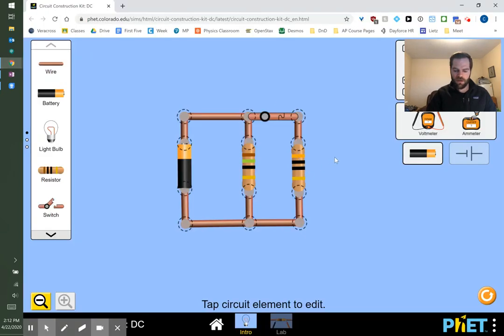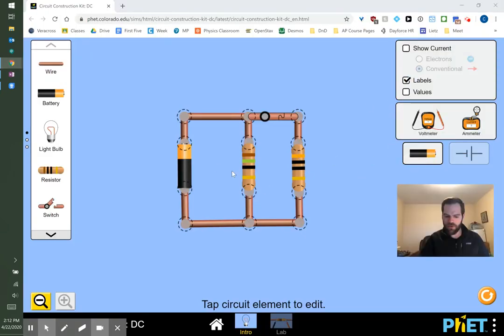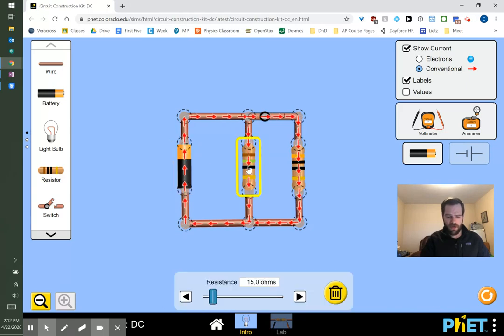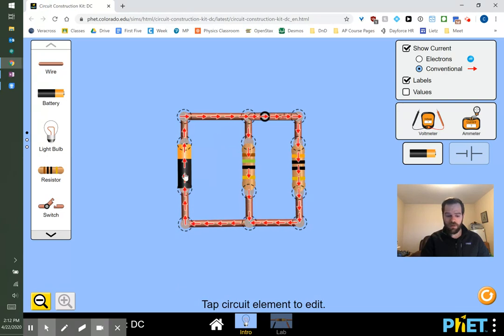So here is a slightly simpler circuit, and this is actually the circuit in our next example. We have a battery and two resistors, and I'm going to show the current here. This is a pretty big battery, a 60 volt battery. We have a 15 ohm resistor and a 30 ohm resistor. And what you'll notice is the flow is pretty fast.